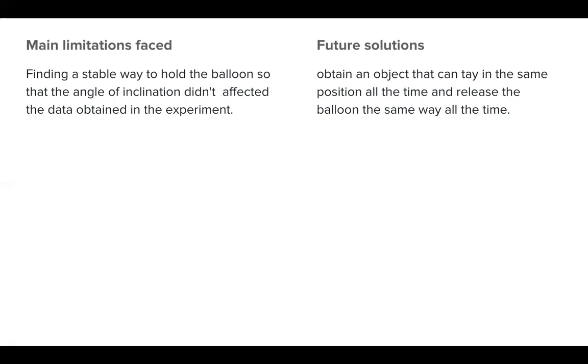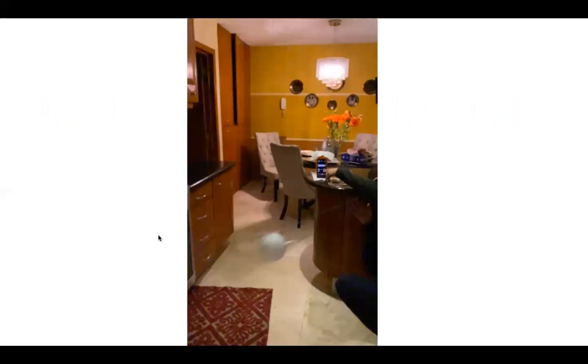But the future solutions for this experiment are that I could use a stable place to put the balloon so that each time it is at the same angle, and then just release it, maybe with a lever or a button, so that it goes the same way every time to the other side. And here is a photo of the experiment taking place.